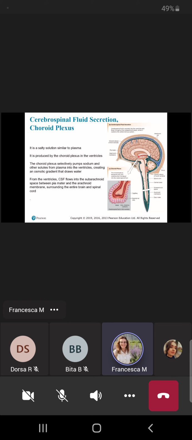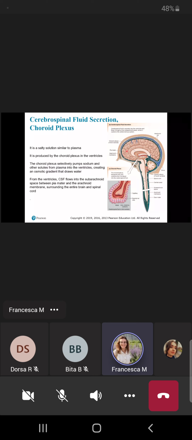This is the representation of the third ventricle, and the choroid plexus that surrounds the third ventricle. It's the same for the choroid plexus close to the fourth ventricle. So basically, once we have the formation of the cerebrospinal fluid, it is going to be localized in this portion. In the representation, it is the green portion, the subarachnoid space. As you can see, it surrounds the spinal cord and the brain.